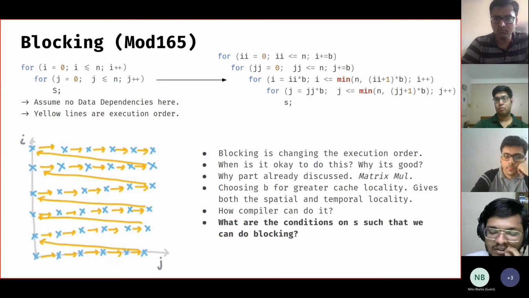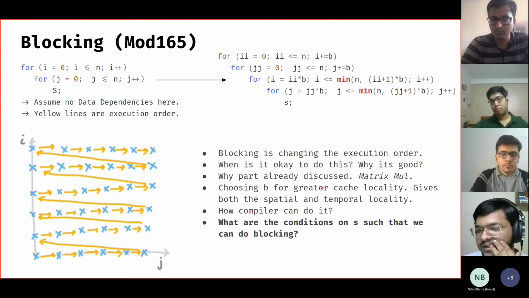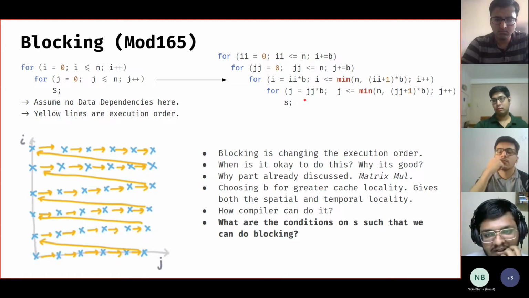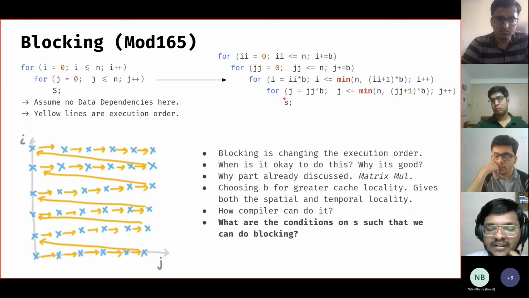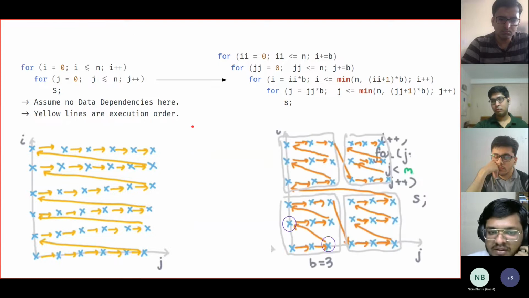So now we know the benefits of blocking, but let's talk about how the compiler can detect it. What conditions should S follow so that we can do blocking here? Let's consider this example and try to trace the execution order. Let's consider we have done blocking of size 3 here.